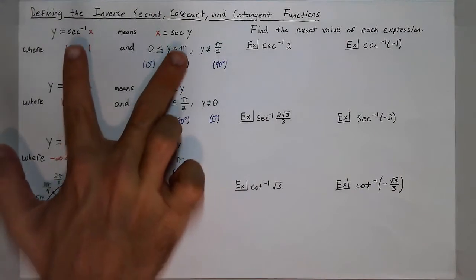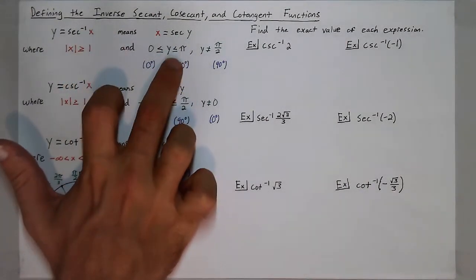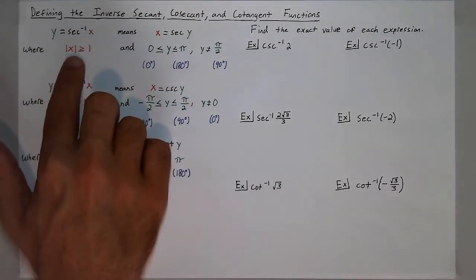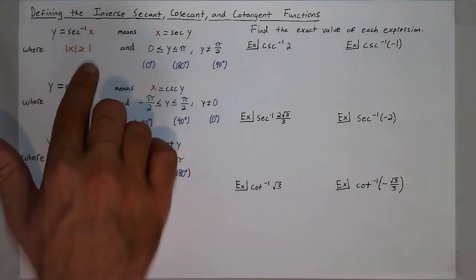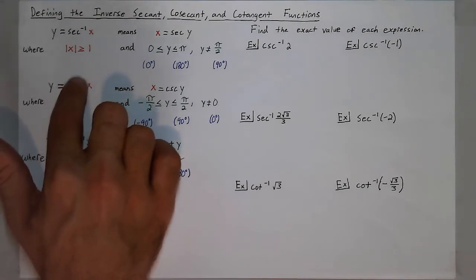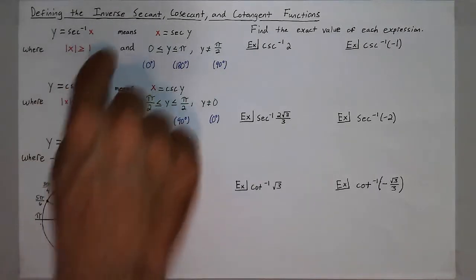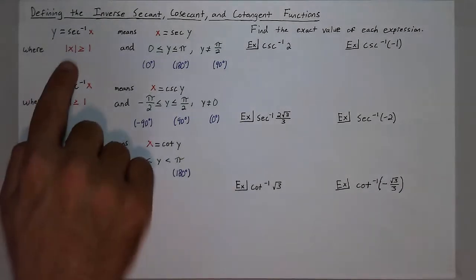You'll notice that secant is the reciprocal of cosine, so its output is still also 0 to pi, but its input can't be anything between -1 and 1. So we use this little absolute value of x is greater than or equal to 1 to make sure there's no numbers too small in magnitude that go inside of it. As you remember seeing in its graph how it turns away from the x-axis, it's missing all those values in the middle. This accounts for that.